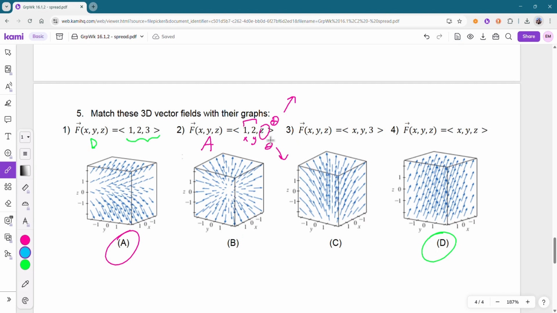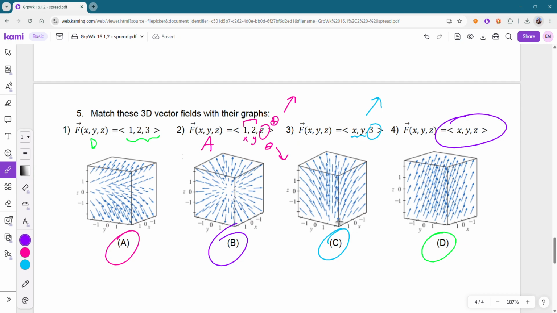For this third one, z is always 3, no matter what. So always pointed up, but x and y could be pointing different directions. And so out of these two remaining, this B has vectors that point down as well as up, so it can't be that. And in fact, C is the one. Those are all pointing in the upward direction for z, and x and y look like they're changing. And so by process of elimination, this last guy has to be B, but why is that?